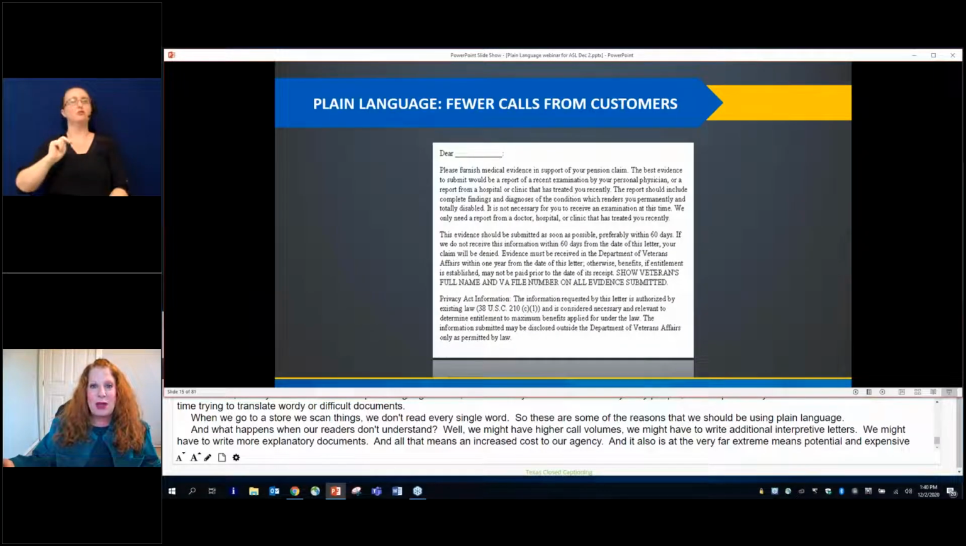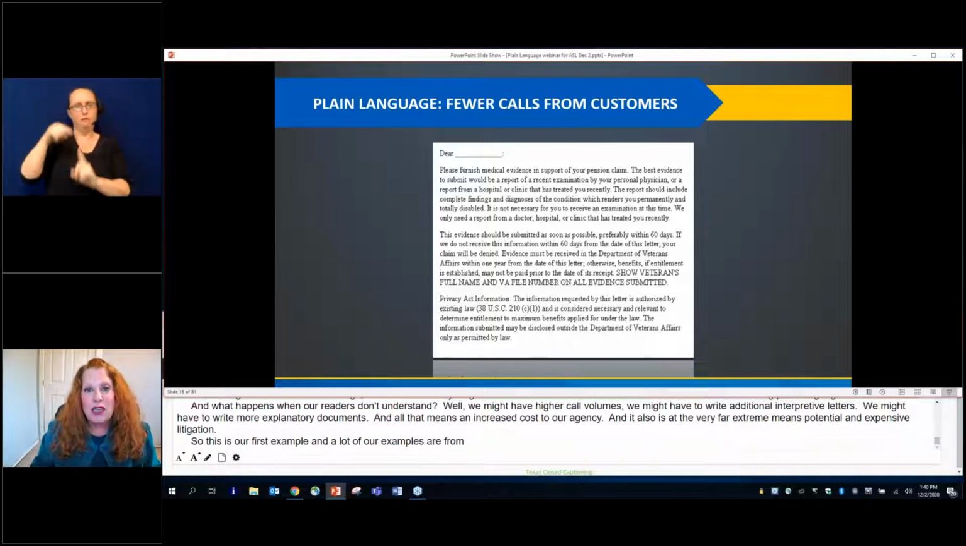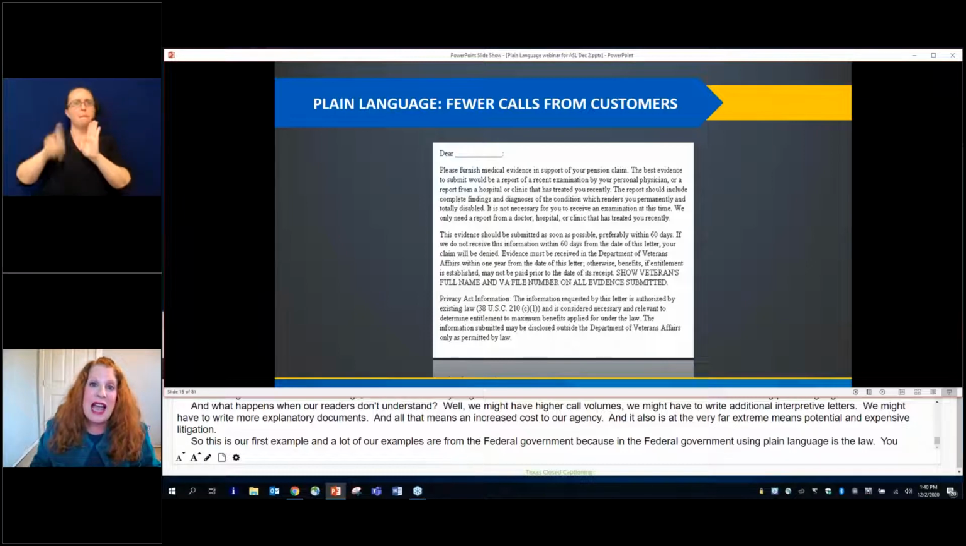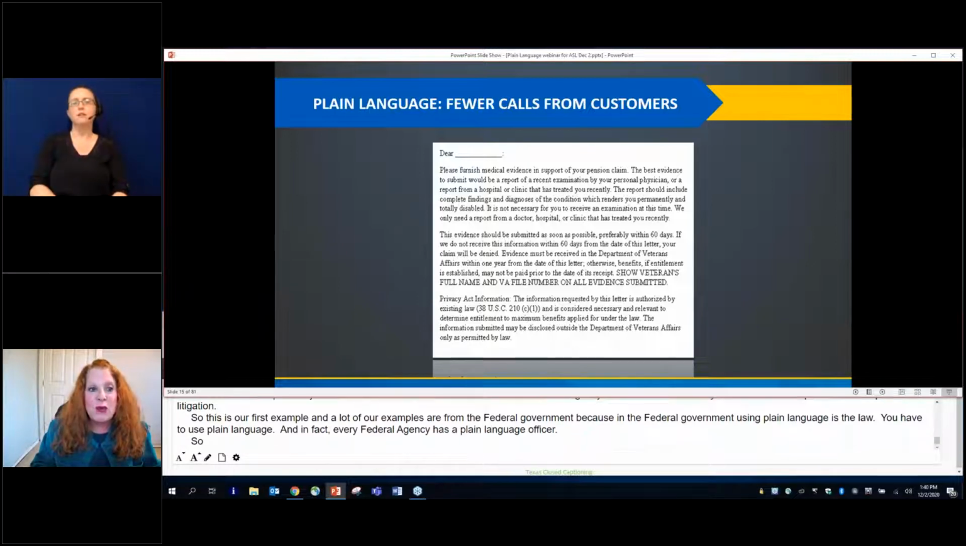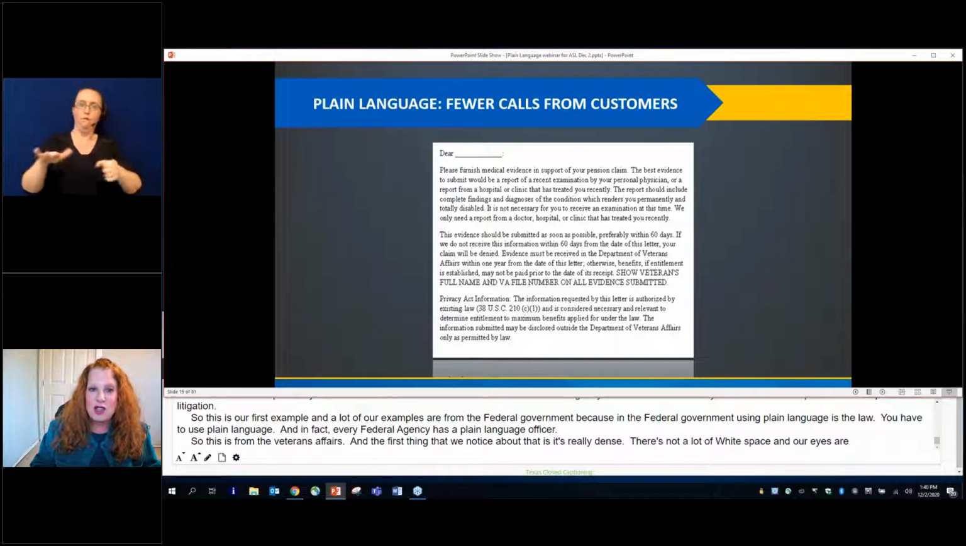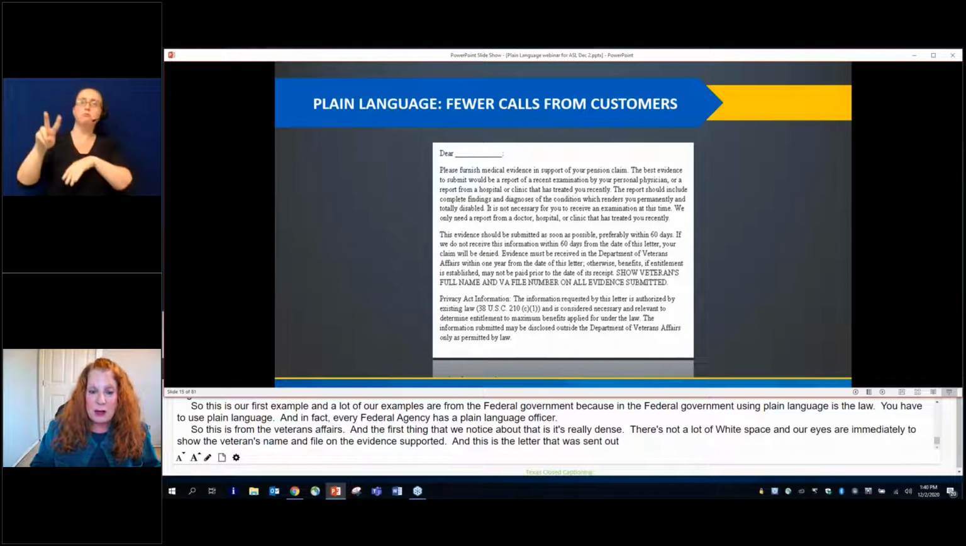So this is our first example, and a lot of our examples are from the federal government, because in the federal government, using plain language is the law. You have to use plain language, and in fact, every federal agency has a plain language officer. So this is from Veterans Affairs, and the first thing that we notice about that is it's really dense. There's not a lot of white space, and our eyes are immediately drawn to show veterans' full name and VA file on all evidence supported. And this was the letter that was sent out for veterans who were applying for a pension.